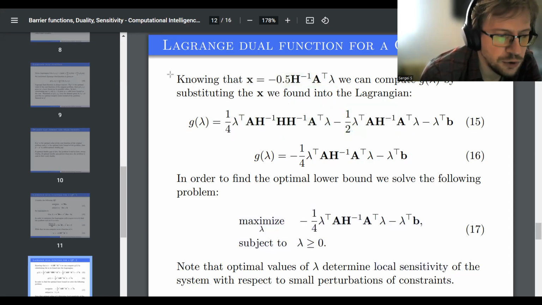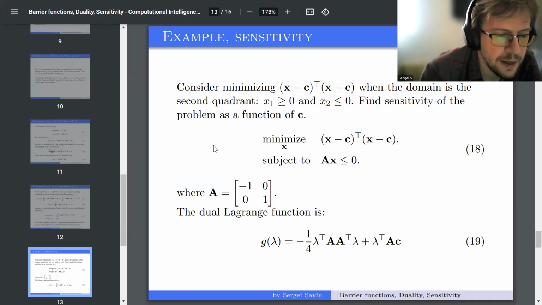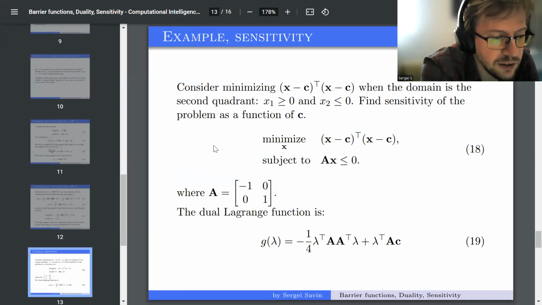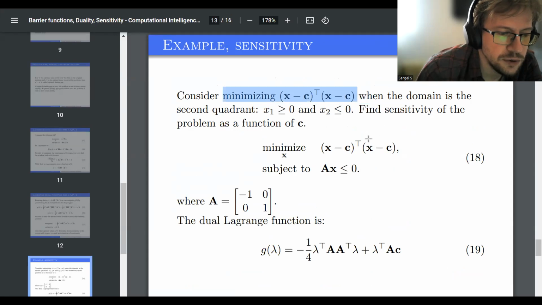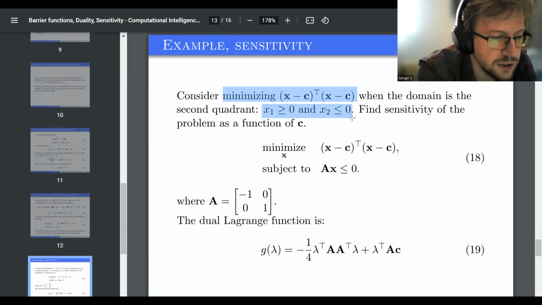All right, let me illustrate. Consider minimizing this cost here. The domain is, let's say, the second quadrant: positive x1, negative x2. Let us find the sensitivity of this problem with respect to C.